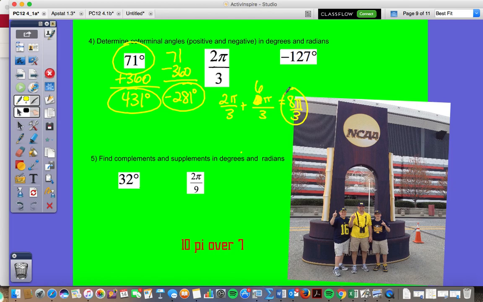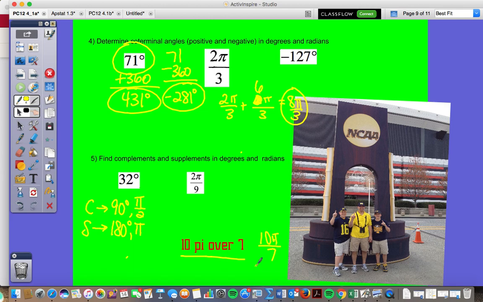Add up to 180, add up to 360. 90. Good. So complementary would be two angles that add up to equal 90. Supplementary, two that add up to equal 180. Also, if it's in terms of pi, 180 is replaced with pi, and 90 is replaced with pi over 2. And then this one, I kind of wrote it funky, but this should be 10 pi over 7 if you want to try that one out too.